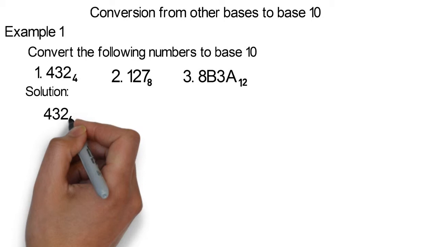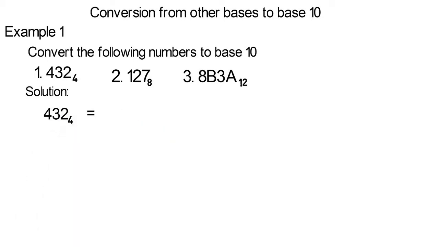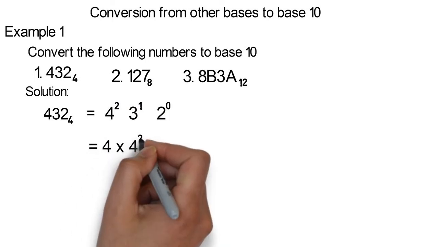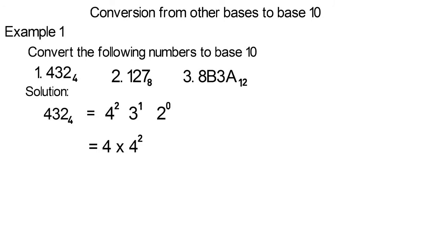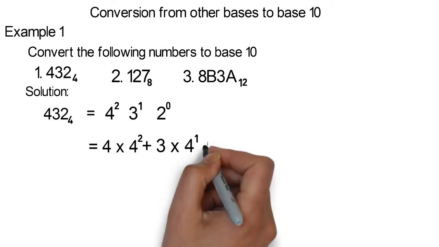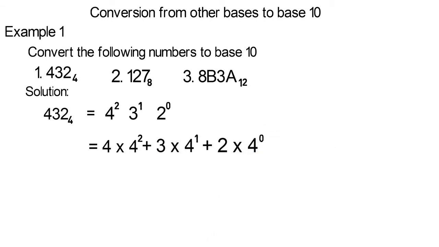In doing this, we put the powers starting from 0 in increasing order from the right. We are familiar with this from our previous video in JSS classes. So I have 0, 1, 2. This is base 4, and we are converting to base 10. So we multiply out, we do our expansion. I have 4 times 4 raised to power 2. The reason I'm having 4 raised to power 2 is because we are converting from base 4. I have 3 times 4 raised to power 1, and I have 2 times 4 raised to power 0.